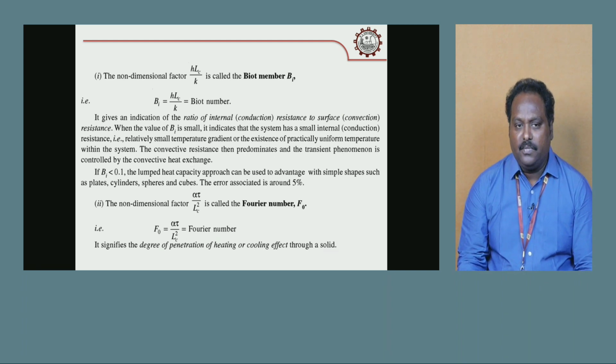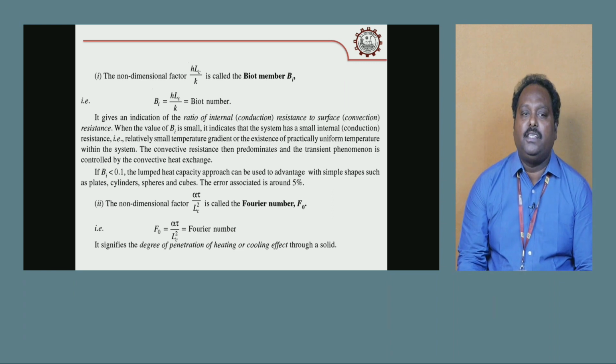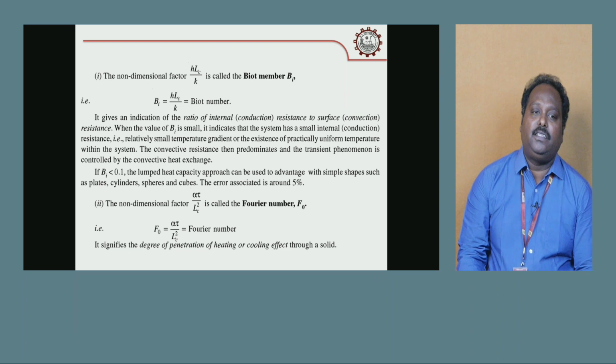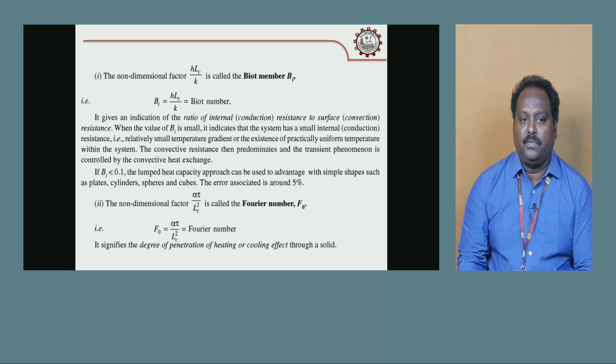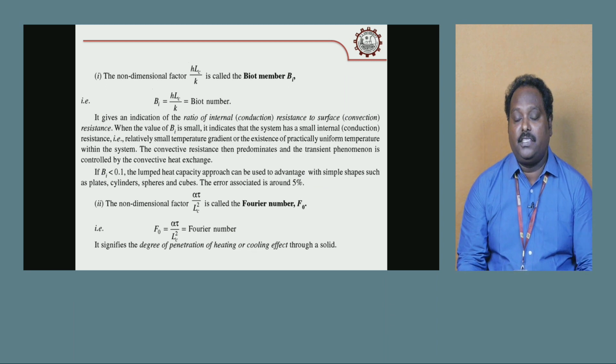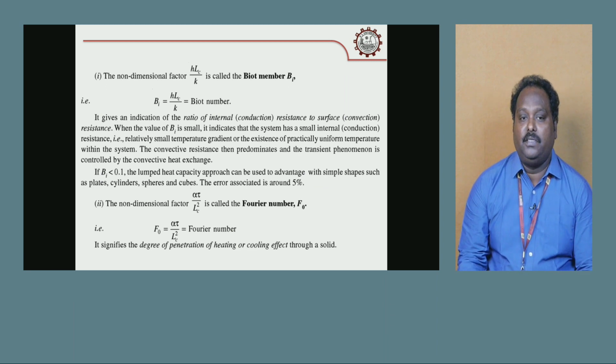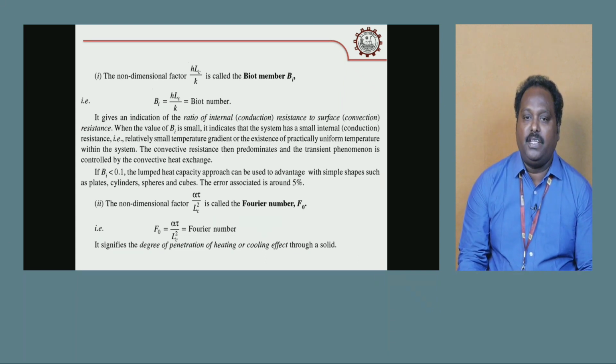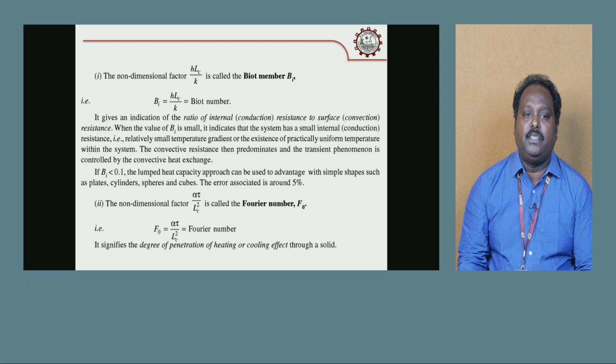That means if the Biot number is less than 0.1, then the system can be assumed to be a lumped heat capacity system, or it is coming under lumped system analysis. So we can go with the lumped heat capacity approach to advantage with simple shapes such as plates, cylinders, spheres and cubes. The error associated is around 5%.